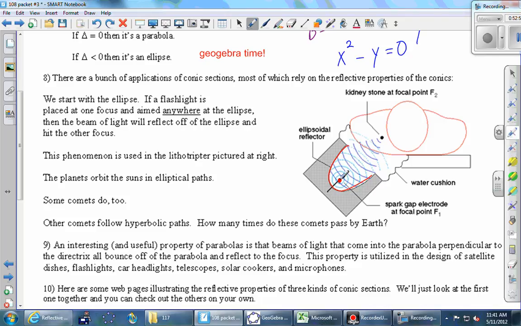But here's the idea. If you were to take a flashlight and shine it from the one focus anywhere onto the ellipse, it will bounce and exactly hit the other focus. This is the reflective property of the ellipse. Take a flashlight and shoot it, it will hit the other focus. And so what they do, well, they don't have a flashlight here. They have a little thing that emits sound waves.